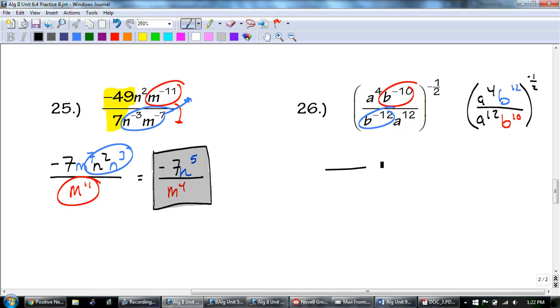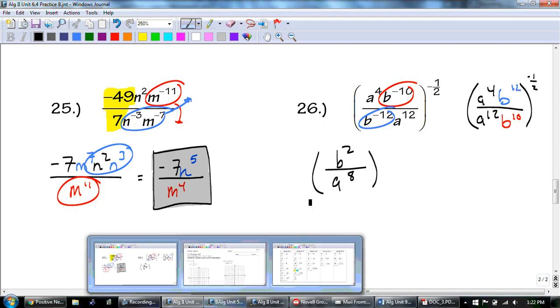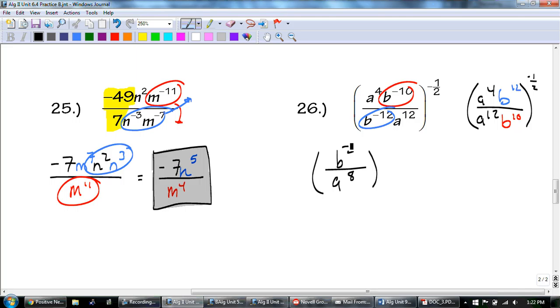Okay? Now with the a's, the bottom wins, and the bottom wins by 8. The b's, the top wins by 2. Okay? And then I'm going to distribute the negative 1/2. My bases stay the same. 2 times negative 1/2 is negative 1. Half of 8 is 4, and it's going to be a negative 4.